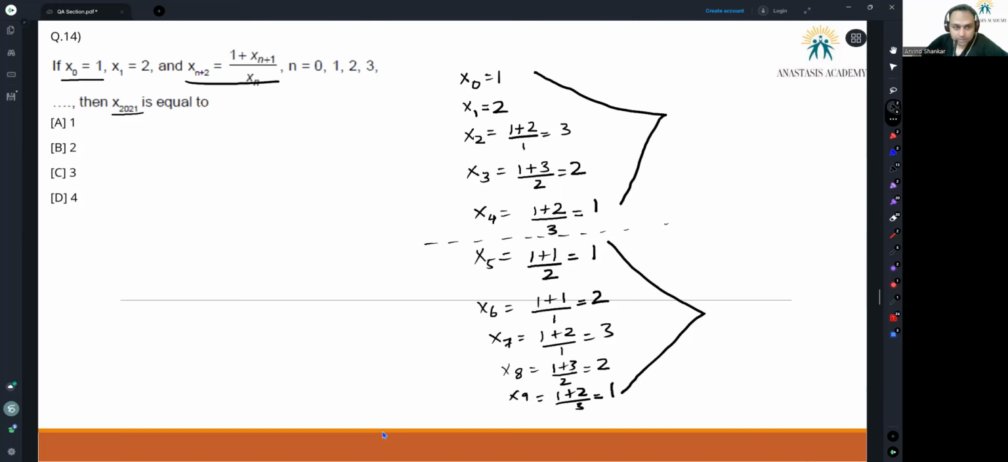So when they are asking me 2021, I need to see what remainder this number leaves with 5. This is a 5n plus 1 kind of number. 5n plus 1 kind of numbers, what result do they give us? They give us 2. So the answer to this question should be option B. In my previous understanding, I had marked A as the answer because for me, it was 5n. This is a 5n plus 1 kind of number. I made a mistake there.